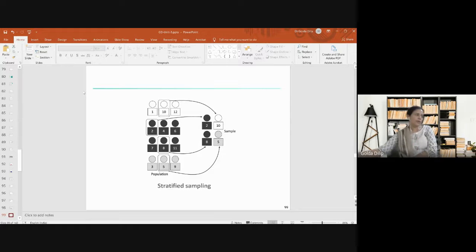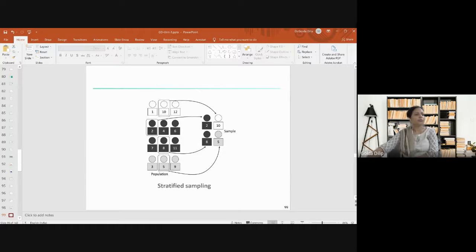If the data set, or in statistical terms the population, has 30% male and 70% female, then we divide the entire population into two groups: one male group and one female group. Then you select 30% of the sample from the male group, because 30% of the population is male, and 70% of the sample from the female group. That's what stratified sampling is.